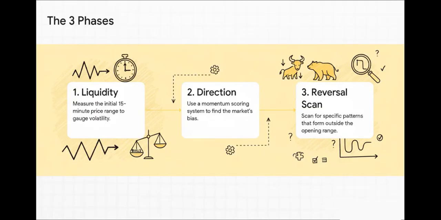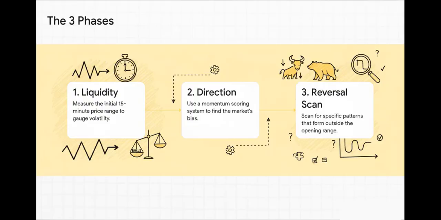So here's the game plan, broken down into three super clear phases. First up, you have the liquidity phase. You're just measuring the price range in the first 15 minutes to see how volatile things are. Then phase 2 is direction. This is where a cool scoring system figures out if the bulls or the bears are really in charge. And finally, you've got the reversal scan, where the system starts actively hunting for those specific patterns that scream change of plans.